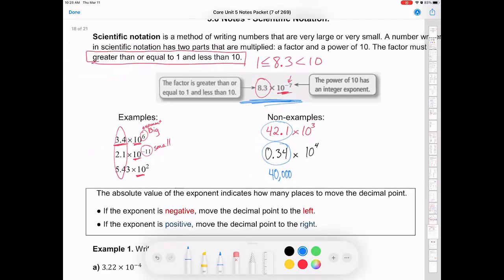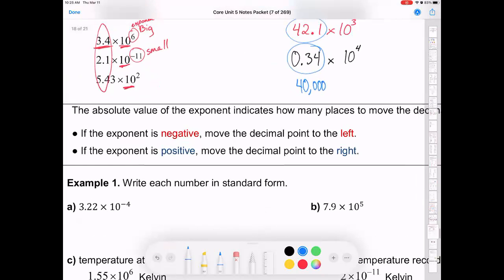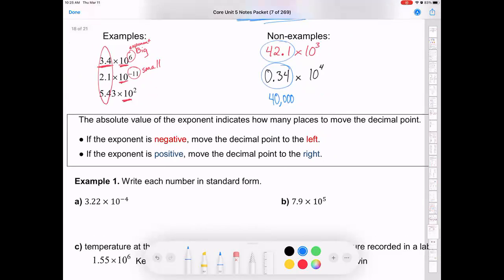All right, next up, this is really key and this is really how we do scientific notation. Now, the absolute value of the exponent indicates how many places you're going to move the decimal place. So today we're going to be practicing moving the decimal place. If you have a negative exponent, then you're going to be moving that thing to the left. This is going to make things smaller.